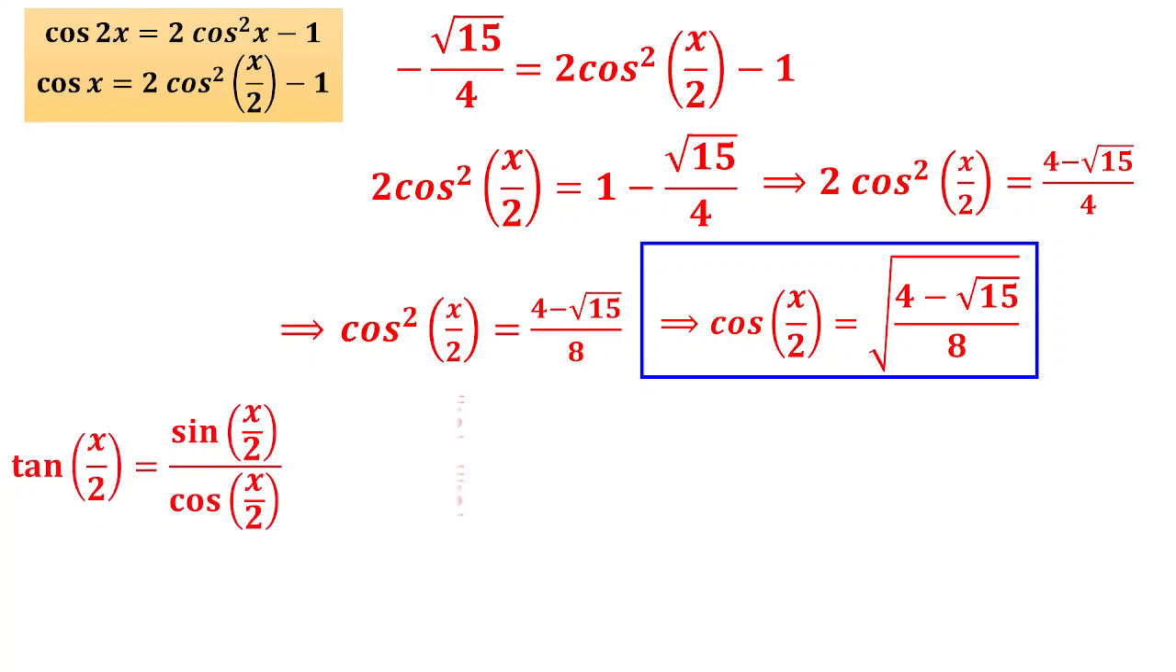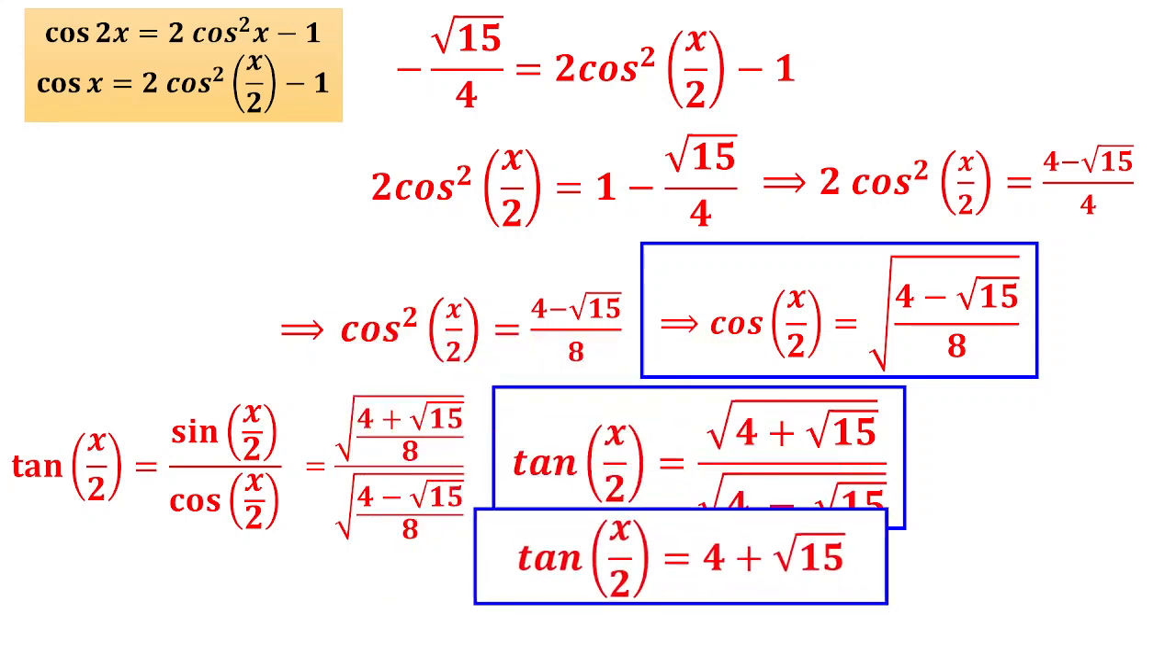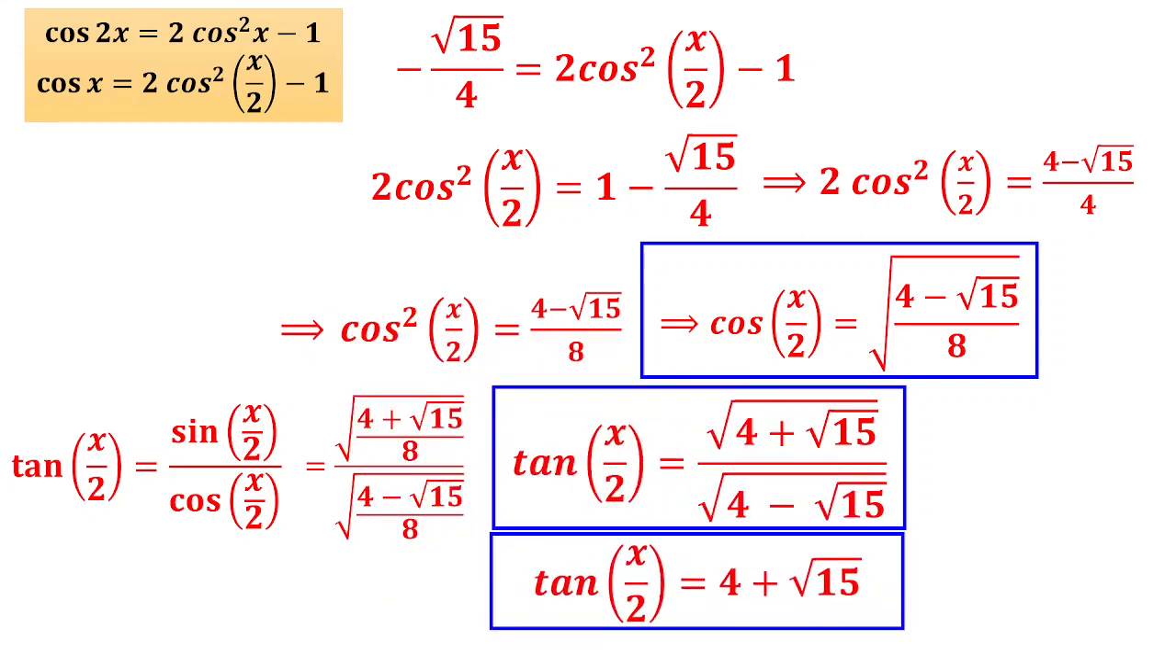They want tan x by 2 also. It is sin x by 2 by cos x by 2. I got it. Now you can simplify it by rationalizing it. Multiply and divide by the conjugate of the denominator, and you will get this answer.